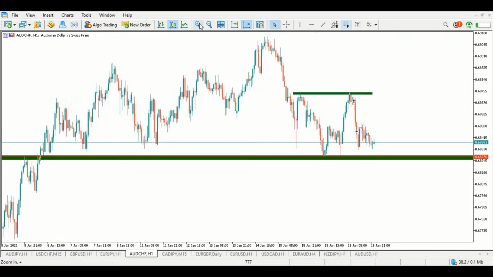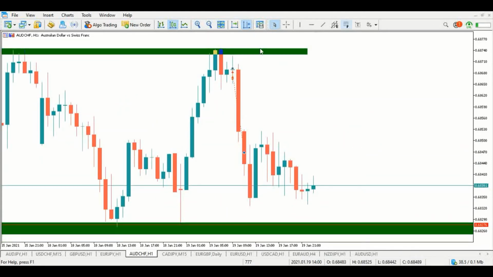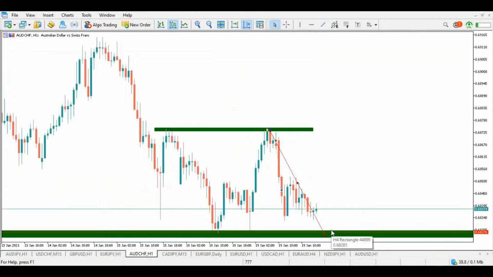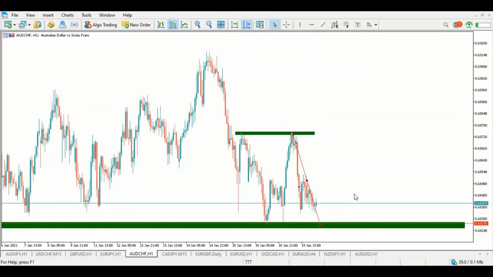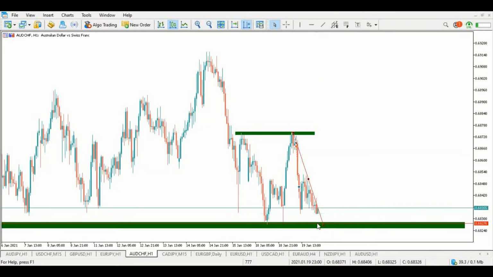So with that being the case, I'll generally be waiting for the market to come back deeply within that level area, highlighted in green, and then soon after that form some rejection candlesticks.